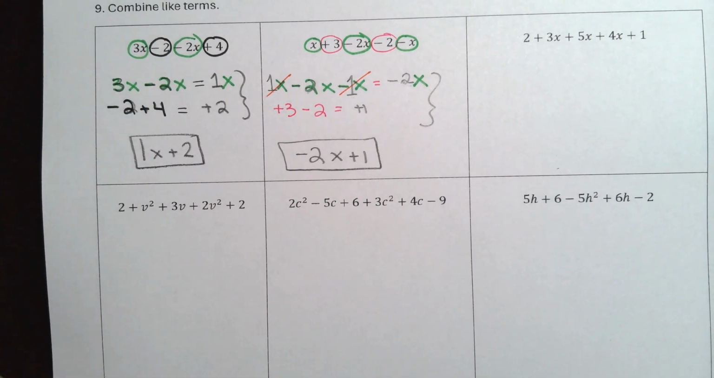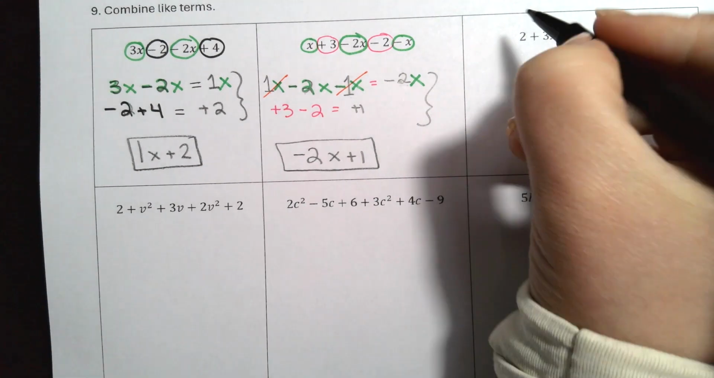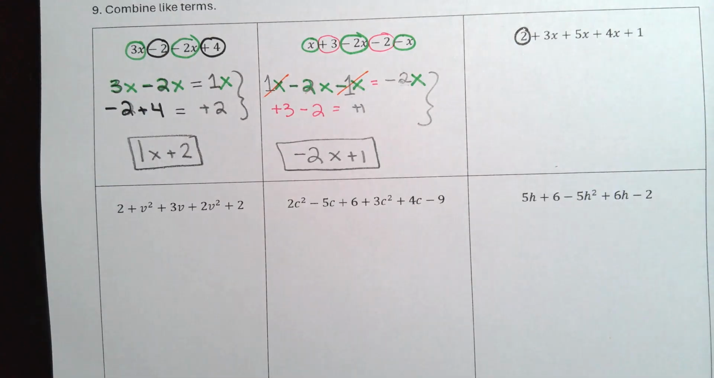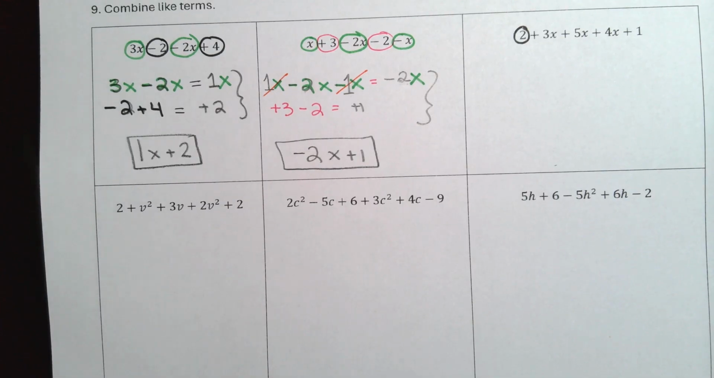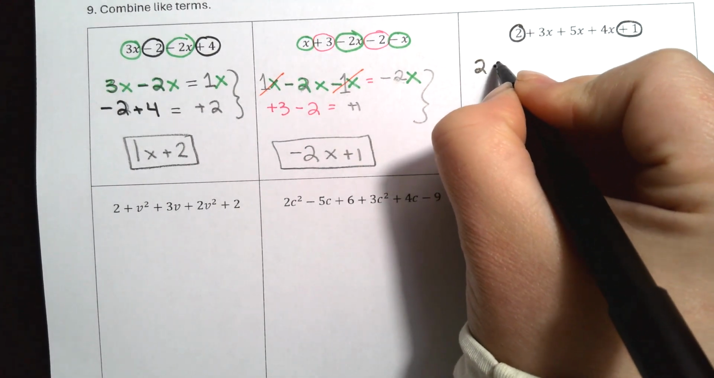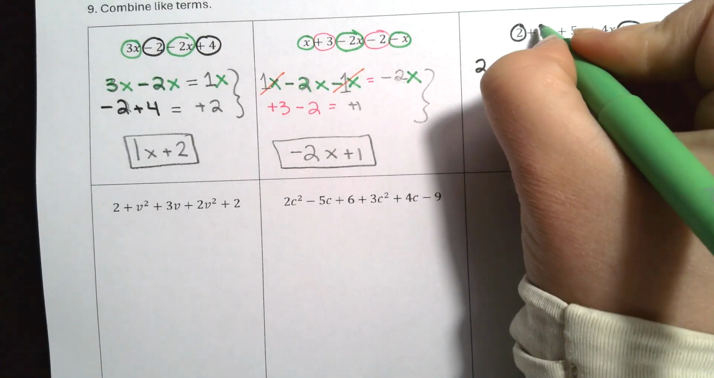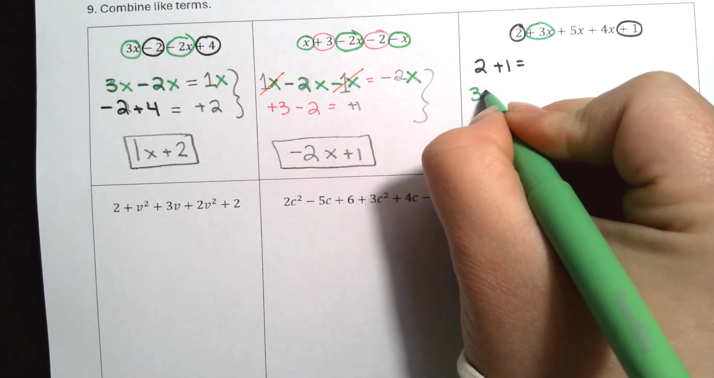Next, let's go ahead and continue with combining like terms. I got a 2. We got a positive 1. Here we got positive 3.